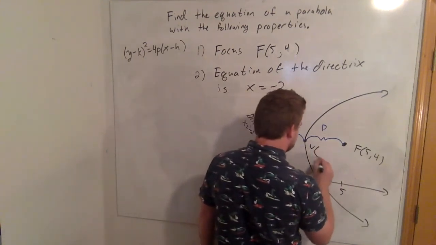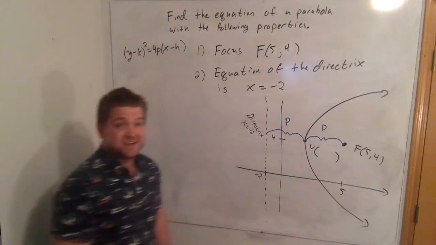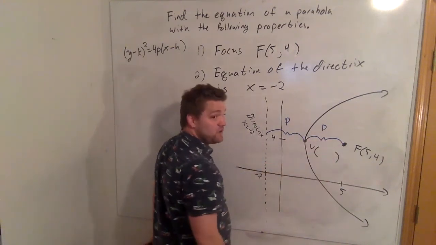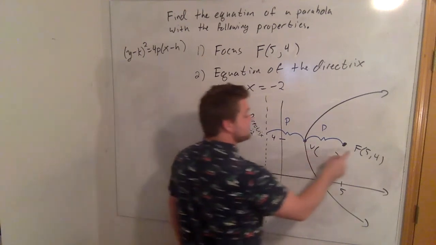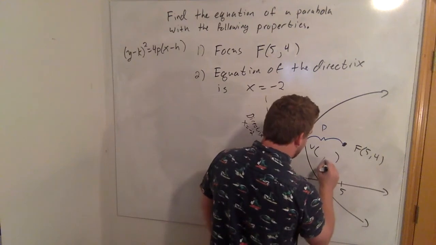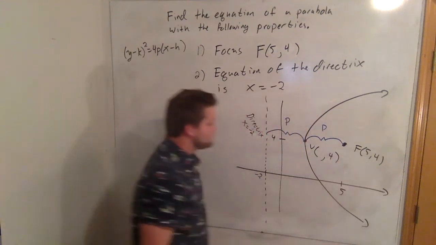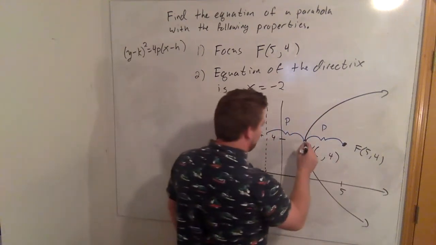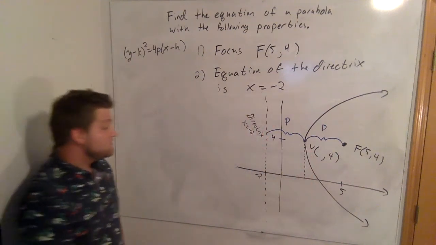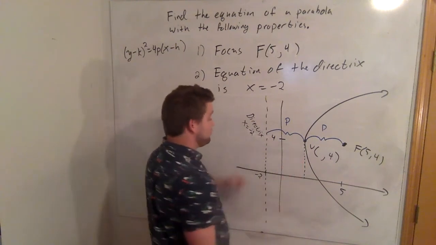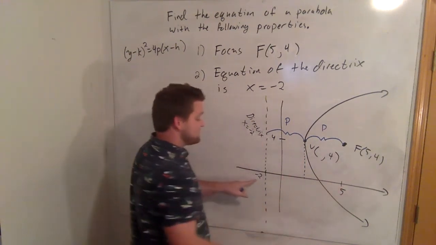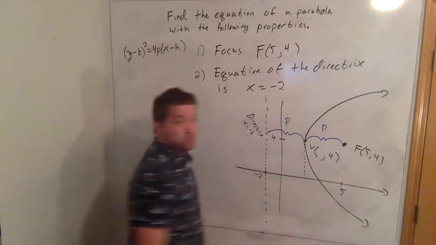The first thing to know about the vertex, at least from this picture, is that the vertex has the same height as the focus. That means that the vertex and the focus will have the same y-coordinate. So I know that the y-coordinate of the vertex will be 4. But now we need to figure out what the x-coordinate is. And since the vertex lies halfway between the directrix and the focus, I need to figure out the x value that's halfway between -2 and 5.